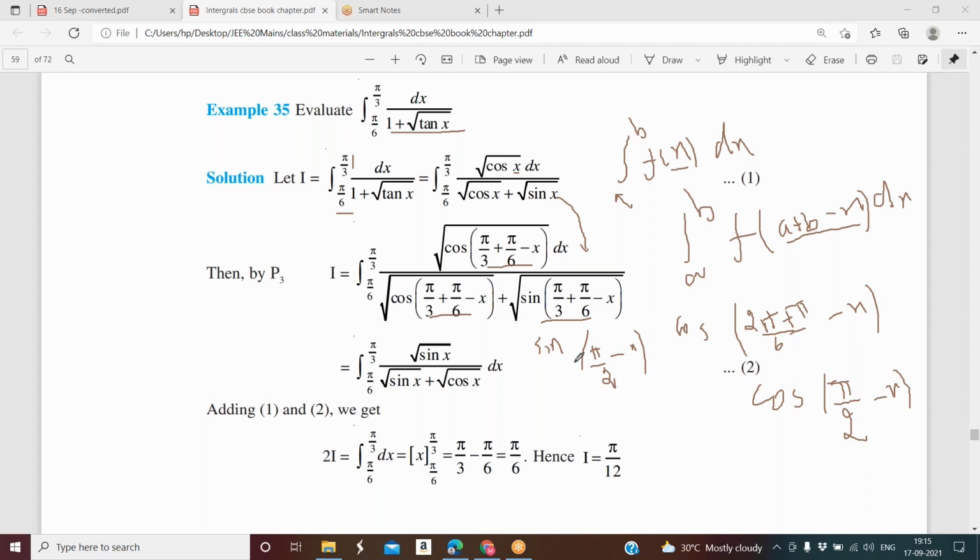Sine of pi by 2 minus x. What is sine of 90 minus x? Cos x. So you get square root of cos x with respect to x. You simplify this, then again you will get pi by 2. So sine of 90 minus x is cos x. So what is the integrand now? Square root of sin x divided by square root of sin x plus square root of cos x.